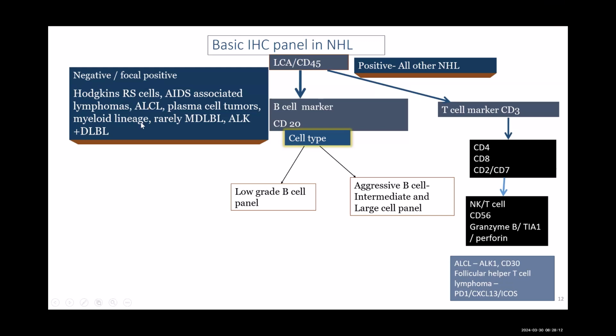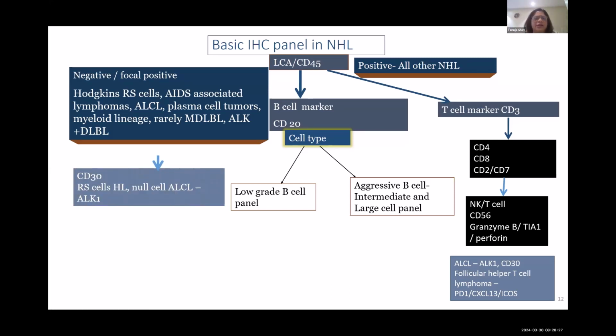Plasma cell tumors, myeloid sarcomas, very rarely we've even seen DLBCL, especially in the mediastinal type, because it's closer to Hodgkin's than the other DLBCLs. It often shows LCA negativity. Then, if everything fails, if none of these markers are positive, then we put a CD30, as I said, ALCL, to make a diagnosis of ALCL.